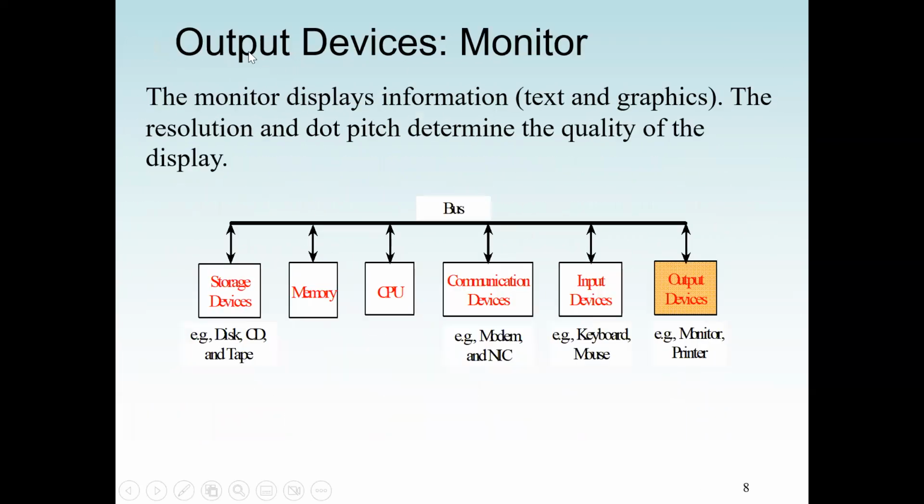The next is the output devices. An output device is any device that makes it possible to display data on our screen. So a monitor is an output device. Or if we want to print a hard copy report, a printer also is an output device. An output device makes it possible to print or display information from a computer. The monitor displays information, which can be text and also graphics.